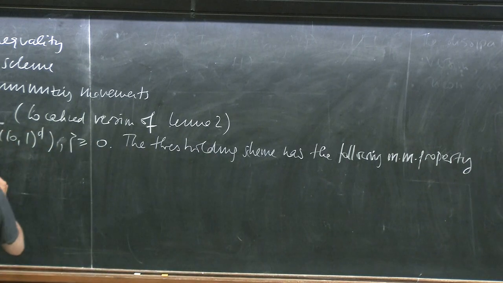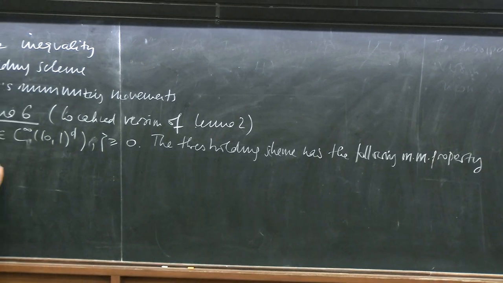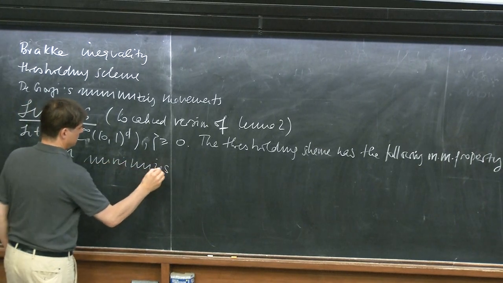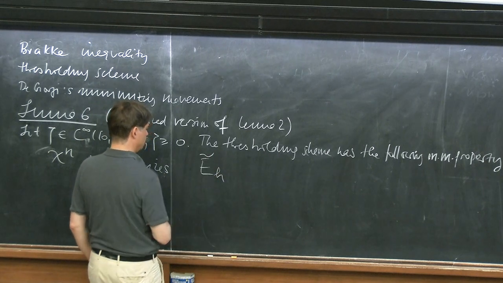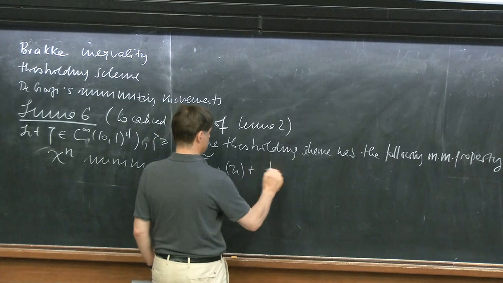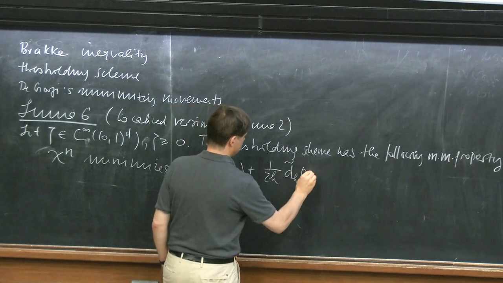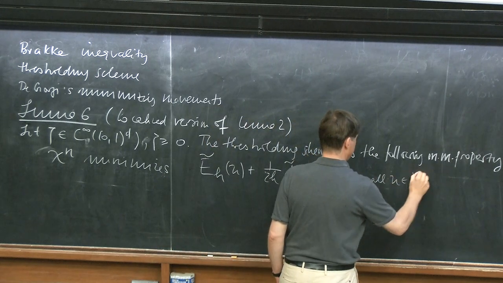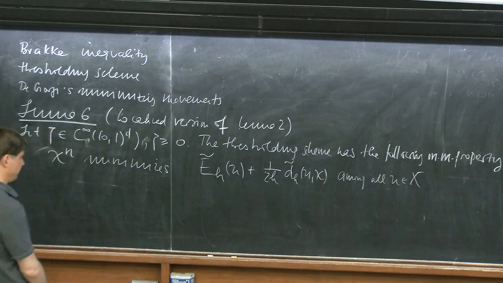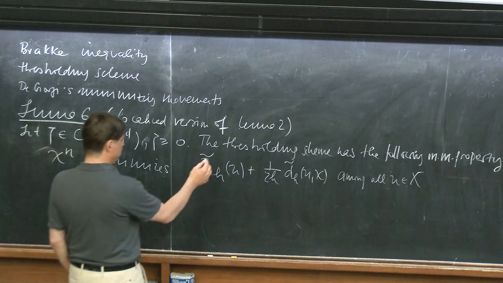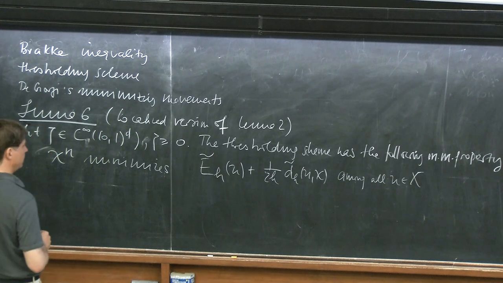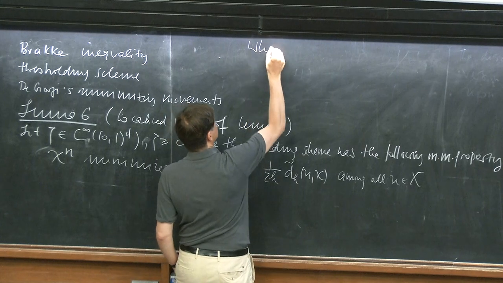It satisfies another kind of minimizing movement property. Chi n minimizes a localized version of the energy plus a localized version of the metric among all u in x, and that was the space of unit interval valued measurable functions on the torus. And now there is the tilde, so these two objects now mean something different than before, so I have to give them to you, and put this here.